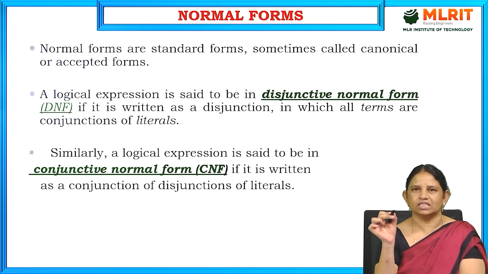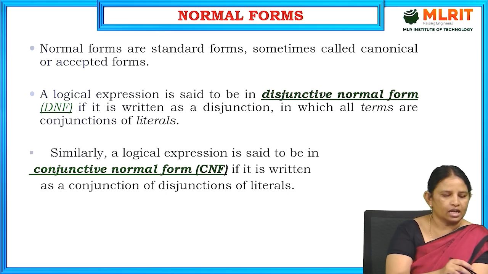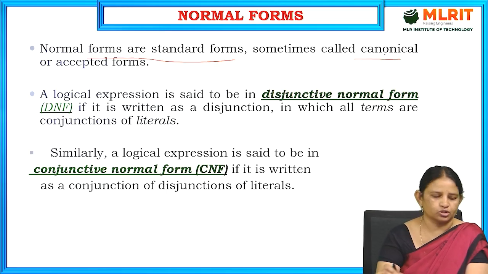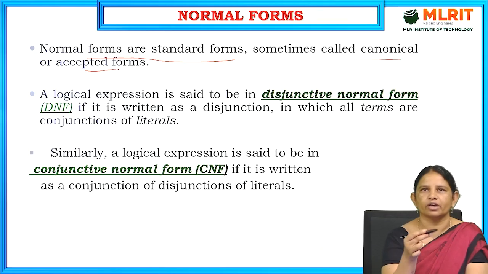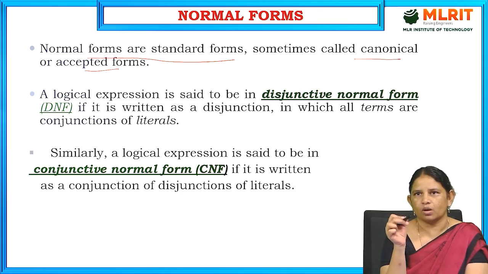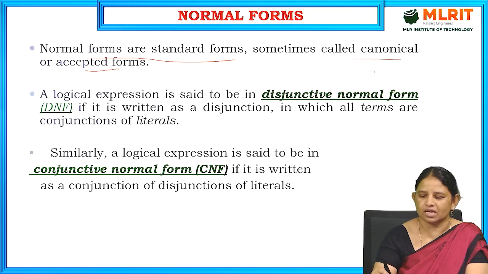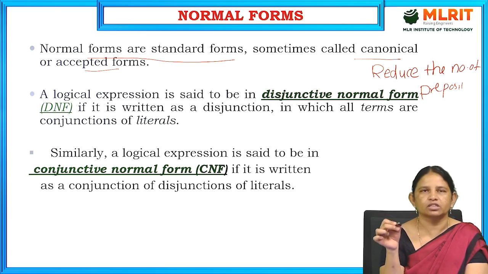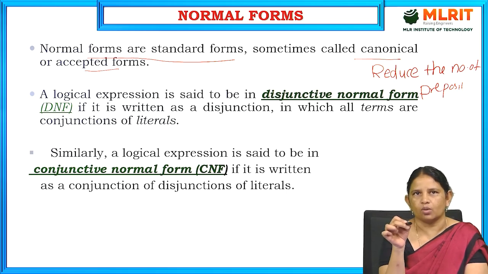So first of all, what is the definition of normal form? Normal forms are also called standard forms. Sometimes they are also called canonical forms, or accepted forms. What is the use of normal forms? Normal forms can reduce the number of propositions in the given statement. The main advantage of normal forms is that they reduce the number of propositions in the given statement. For that reason, we are going to use normal forms.